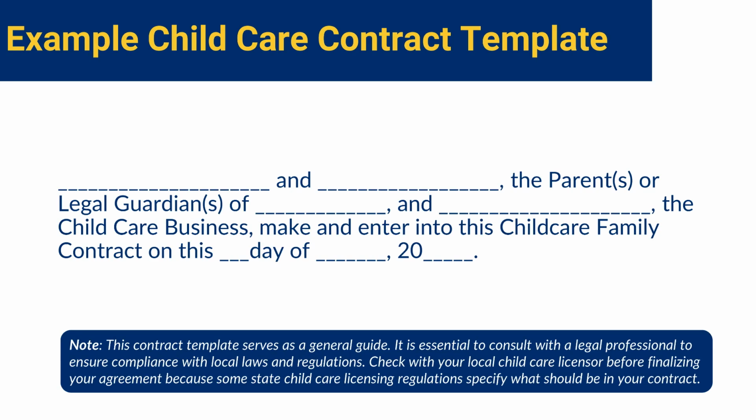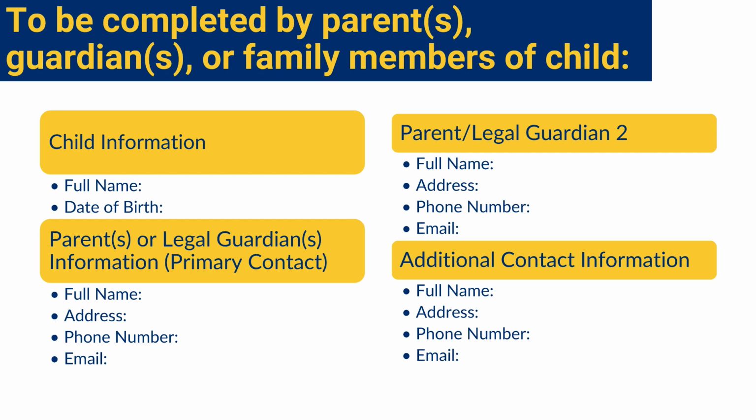Over the next few slides, we will review an example of a child care contract template. This first section includes family member's name and family member's name, the parents or legal guardians of child's name, and the name of your business, the child care business, and the date of signing the contract. The parents, guardians, or family members of child will complete the next section. This includes the child's full name and date of birth, both parents or legal guardians' information, as well as any additional contacts information, including full name, address, phone number, and email.